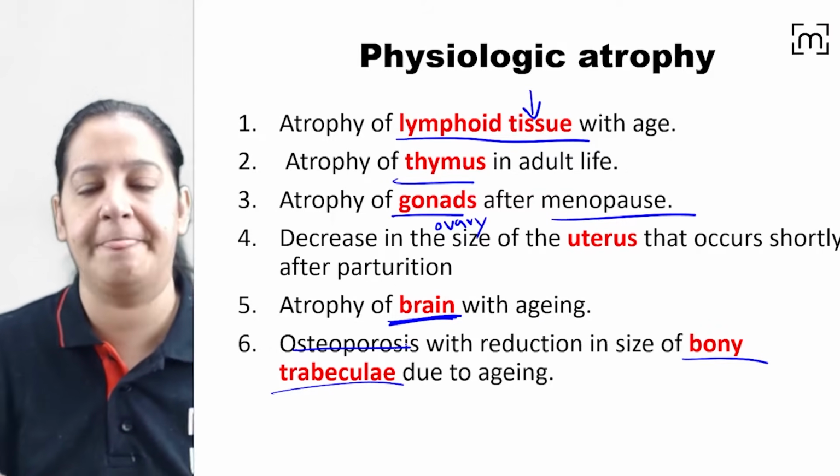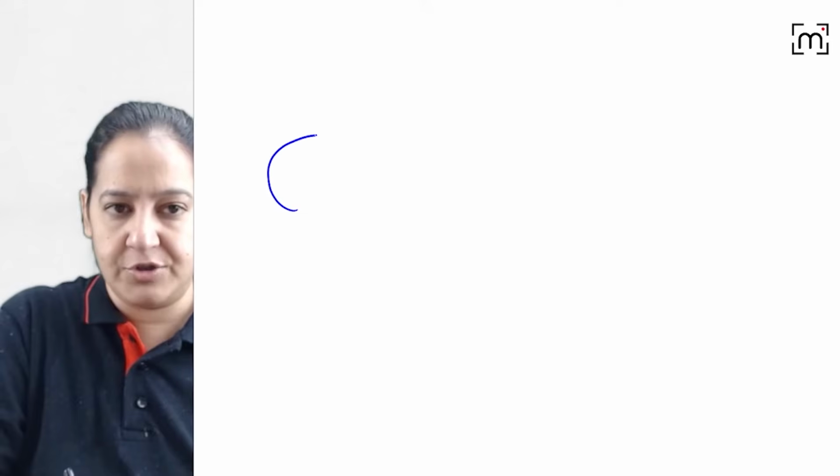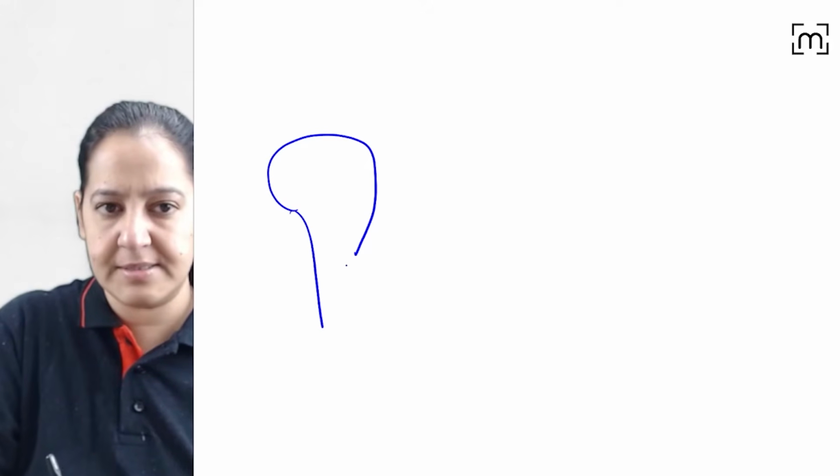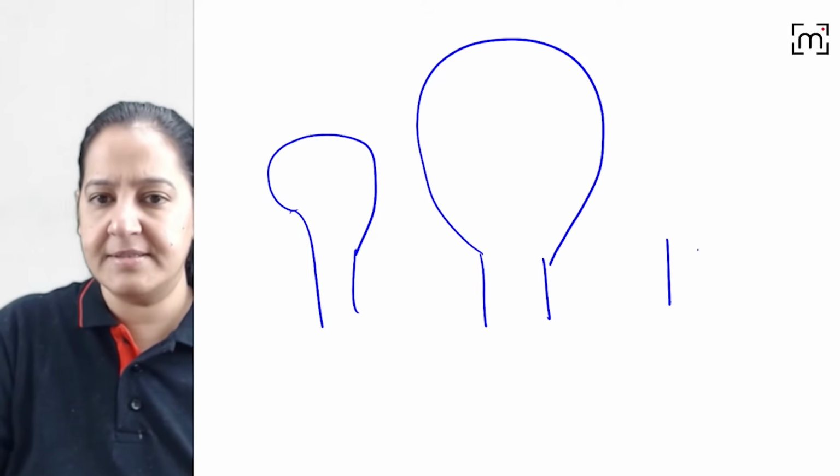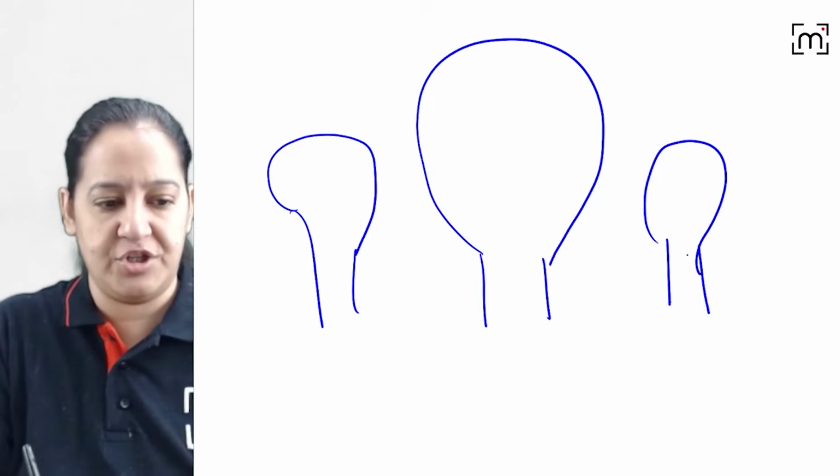It is physiological. Now, the next example is the uterus. So let me draw 3 uterus in front of you. This is a normal uterus. This is a pregnant uterus. And after pregnancy, this is the parturition. Parturition. You got my point?